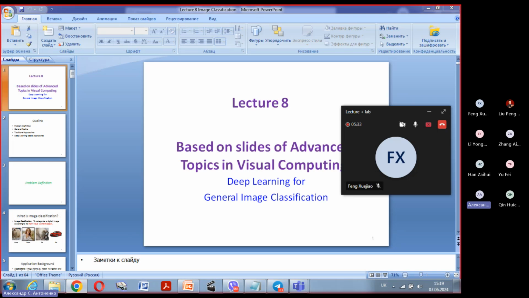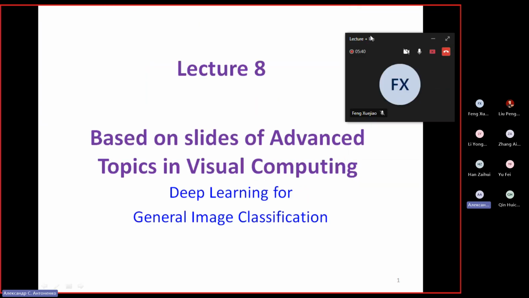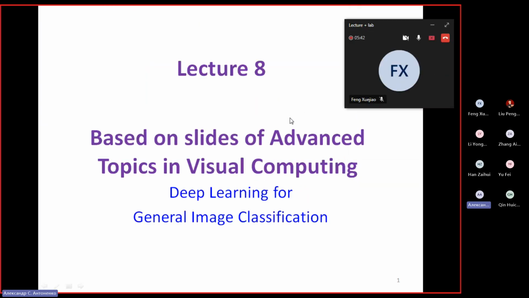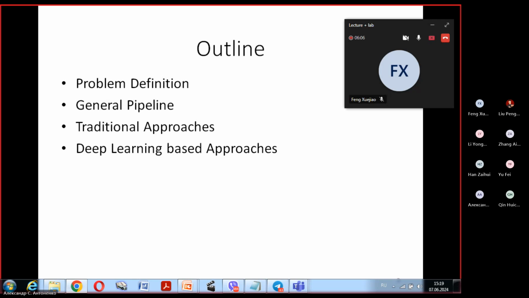So our topic for today's lecture is deep learning and general image classification. We will concentrate both on traditional approaches and deep learning based approaches, but we will start from the problem definition. So our topic is image classification.